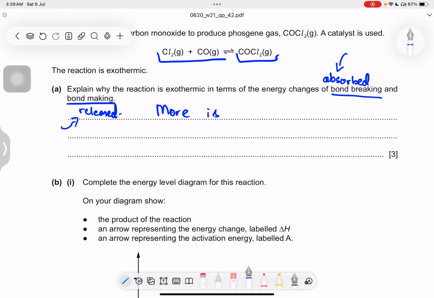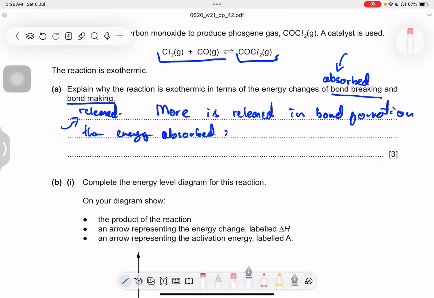So more energy is released, because the reaction is exothermic, in bond formation than energy absorbed in breaking bonds.